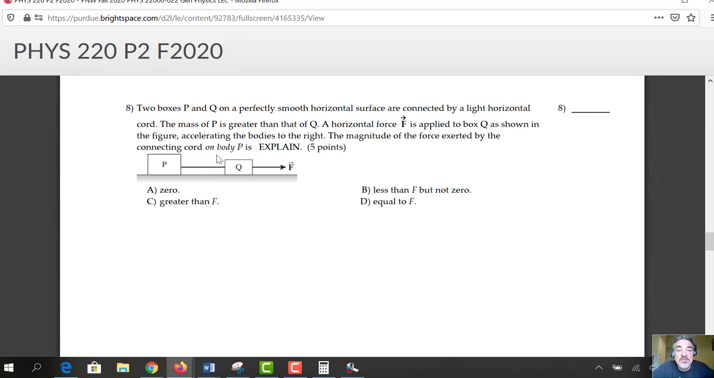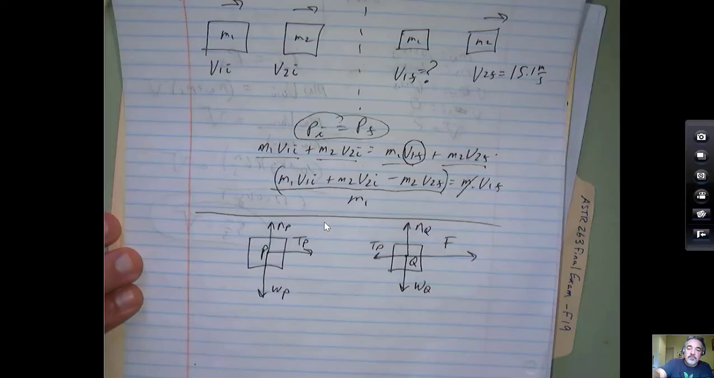So we want to know the magnitude of the force exerted by the connecting cord on P. So this tension here, is it 0? Is it greater than this force? Is it less than F but not 0? Or is it equal to F? Okay, let's take a look at this. It's a little tricky. We'll have to come up with some free body diagrams and figure out which one's bigger than the other one. Okay, let's draw this out.